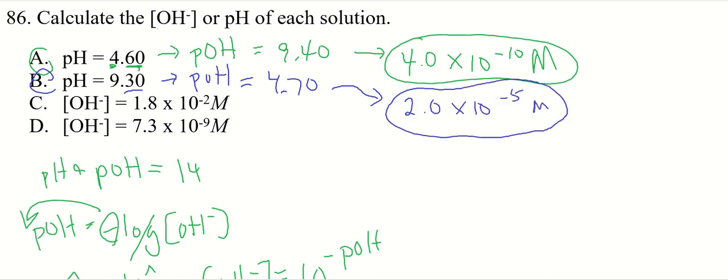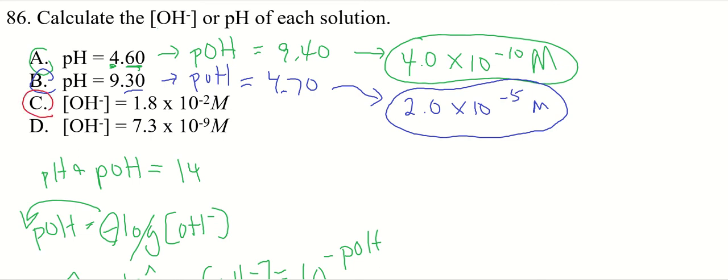That should be basic. It is, because this is much more than that, right? So 10 to the negative 7 is the neutral point. That's when H plus equals OH minus. So we got more OH. It's going to be basic. pH is greater than 7.